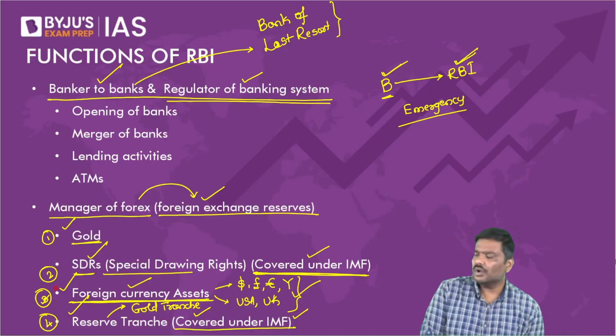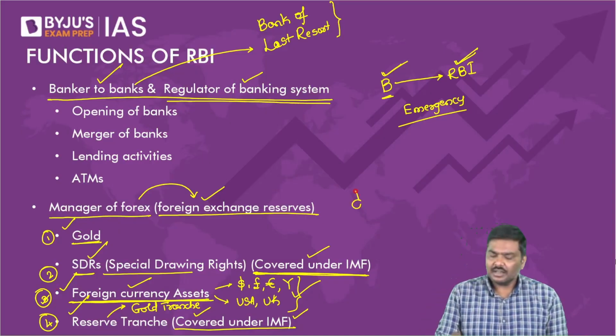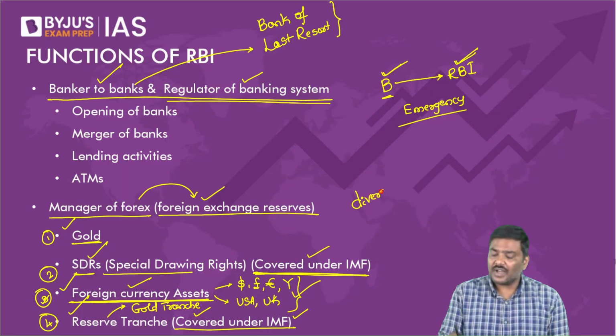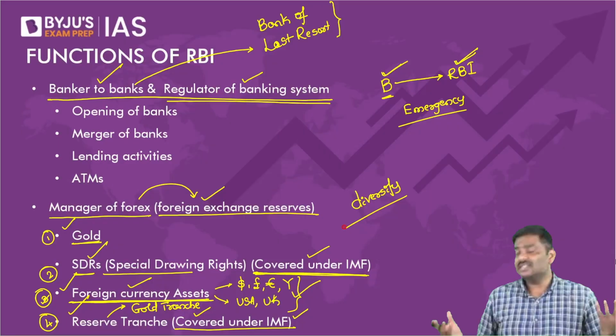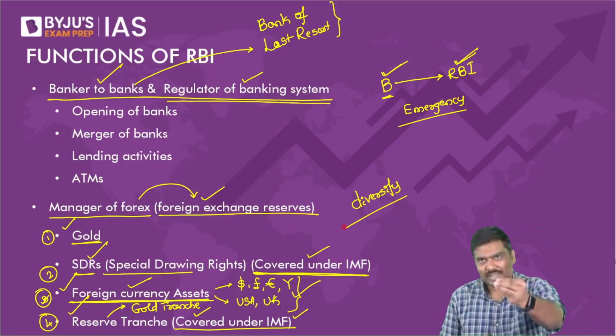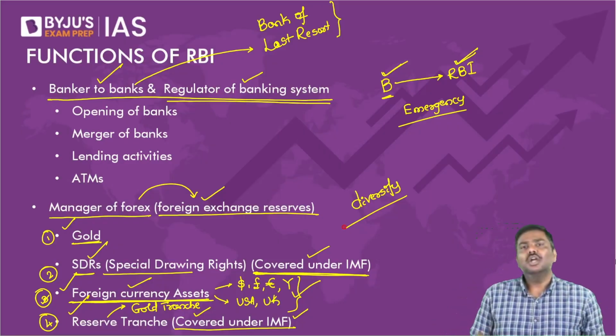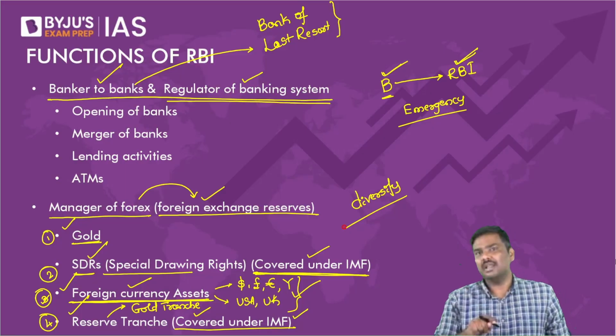Sir, yesterday you said G-Sec is safer. So why is gold used? This is done in order to diversify. Please remember this. It is done in order to diversify. Diversify means what? Let me ask a very simple question.